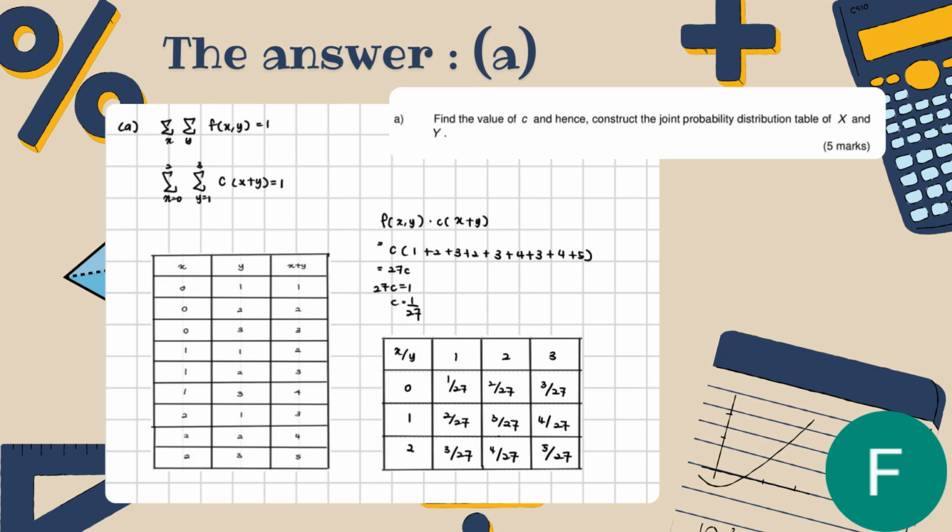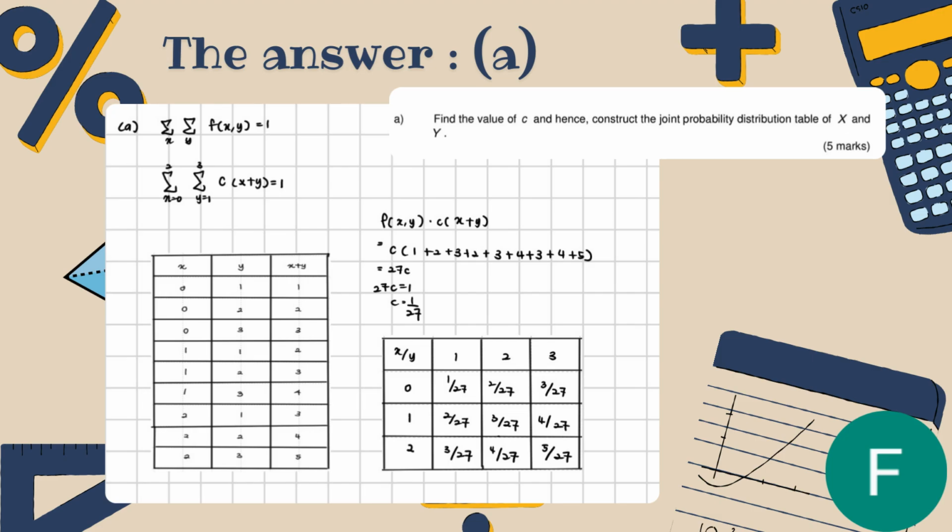To find the value of c, I use the probability rule that the sum of all joint probabilities must be equal to 1. Since x and y take a finite number of discrete values, I just represent this summation using a joint probability table. Each cell in the table represents the joint probability f of x, y. By adding all the probabilities f of x, y, I obtain 27c equals 1. Therefore, c equals 1 over 27.